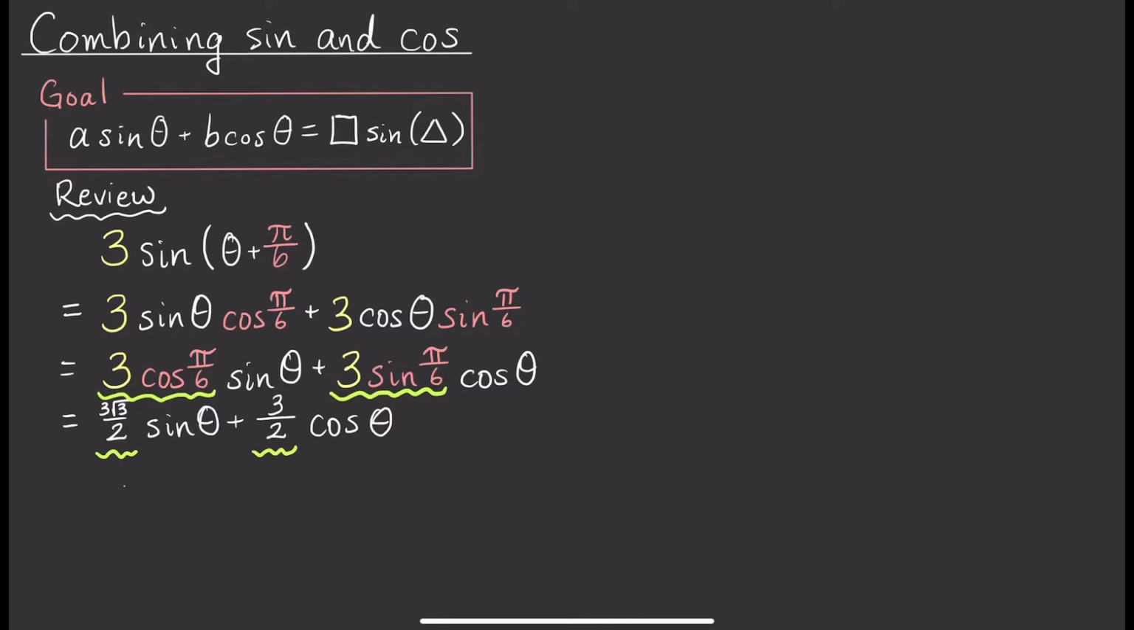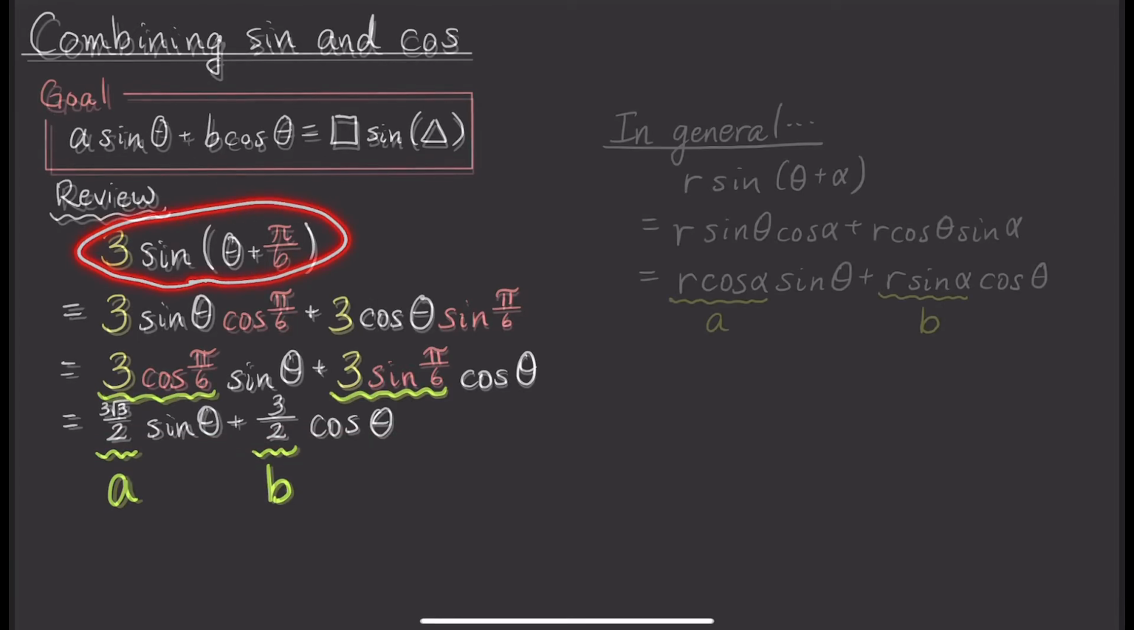Now, if I call this A and call this B, then we have the form A sine theta plus B cosine theta, which is this right here. So we can see that 3 root 3 over 2 sine theta plus 3 over 2 cosine theta can be combined into one sine function.